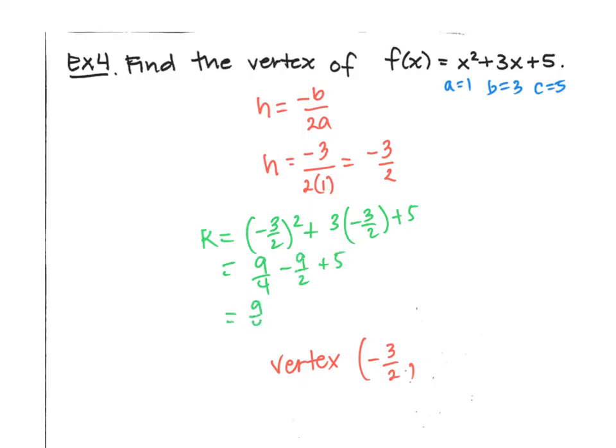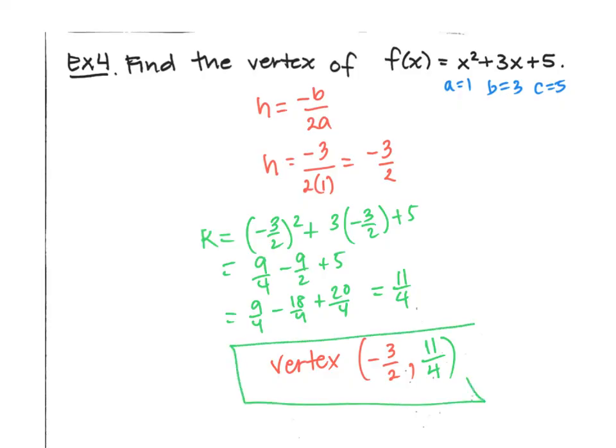Let's do common denominators. 9/4 minus 18/4 plus 20/4. 20 minus 18 is 2, 2 plus 9 is 11. So I get 11 over 4. If they told me I could use a decimal, I would use a decimal. So the vertex is (-3/2, 11/4). And if I had completed the square, I would have gotten the same solution.